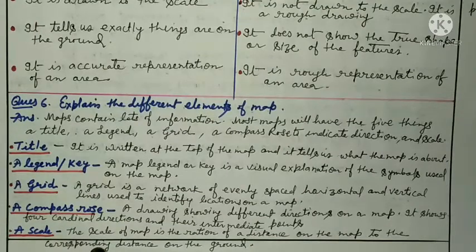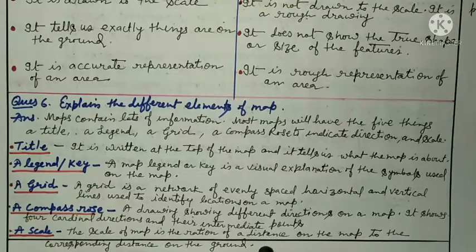A scale. The scale of a map is the relation of the distance on the map to the corresponding distance on the ground.